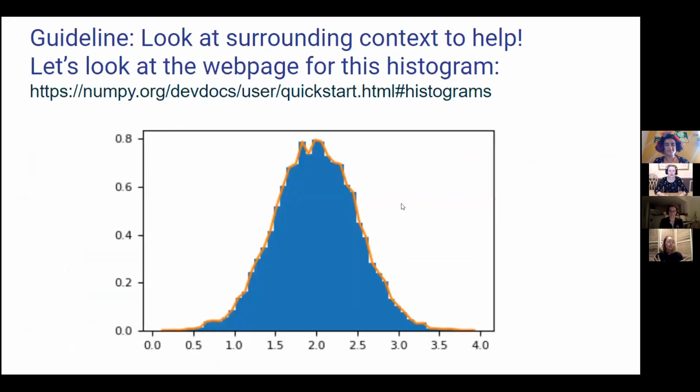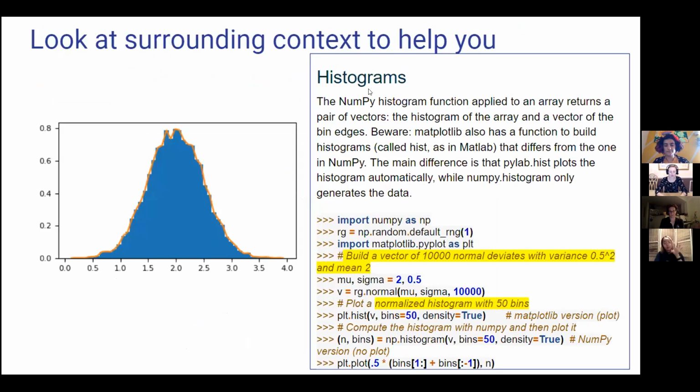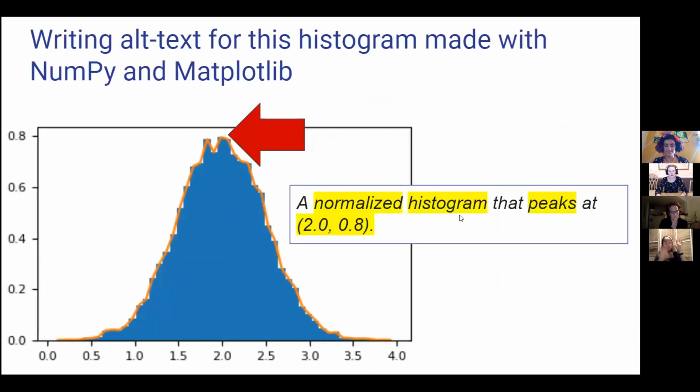Another guideline is to look at the surrounding context to help you. So again, this is a histogram made with NumPy. We can actually go to the web page to see the full context. This is taken from the website, and this was not written by me, but I was able to extract the relevant points. So thank you, the contributor that put in these very helpful code comments. Taking these important points, I'm able to have a short summary that this is a normalized histogram that peaks at 2.8.